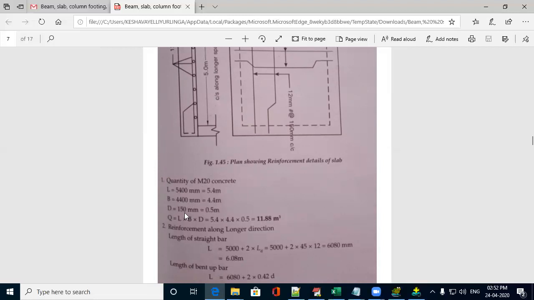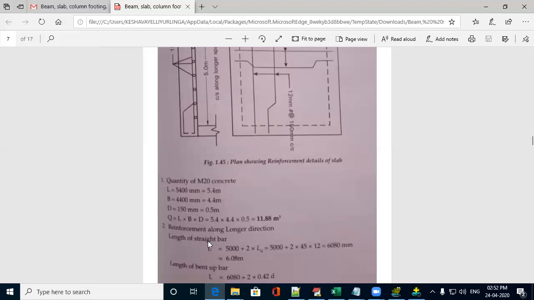Depth of the slab they have given 150 mm. Please make the change. This is 0.15. So the quantity will be 5.4 by 4.4 by 0.15. If you calculate that, you will get 3.56 meter cube. This quantity of the slab will be 3.56 cubic meter. Please change. This is a printing mistake.